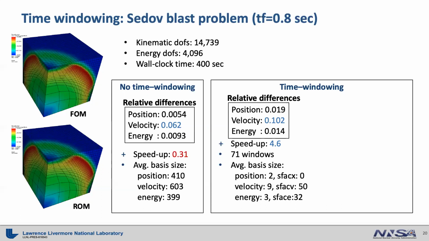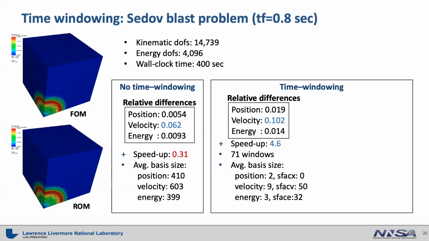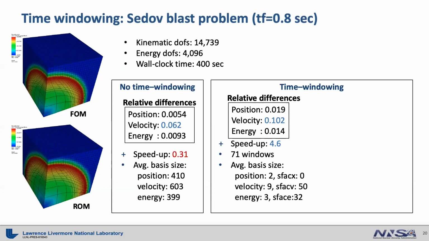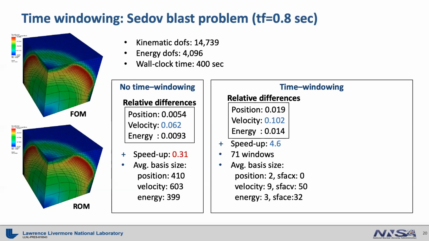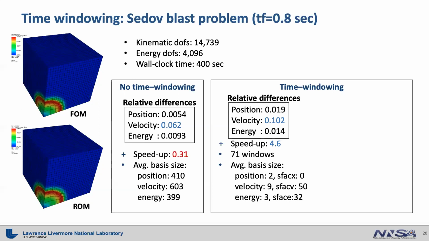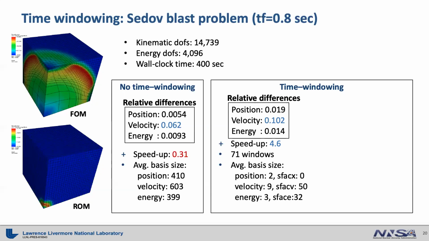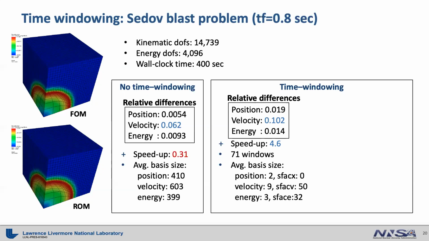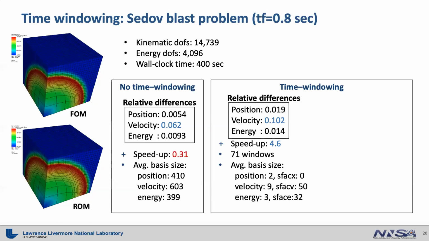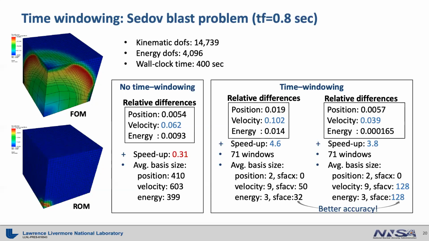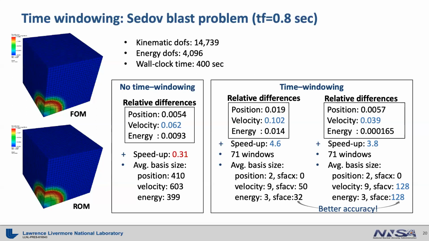As you can see from the movie, both the full order model and reduced order model solutions are more or less the same. For the reduced order model, if no time-windowing approach is used, then it can still capture pretty good accuracy, but it is slower than the full order model, as we expected. However, if the time-windowing approach is used, then we can finally achieve a speedup of 4.6 with reasonable accuracy. If somehow you don't like this accuracy, then as I said before, the reduced order model can be tuned for better accuracy. For example, you can increase the number of samples or increase the basis size and improve the accuracy, as we have done here.